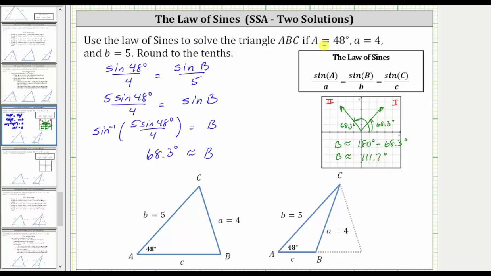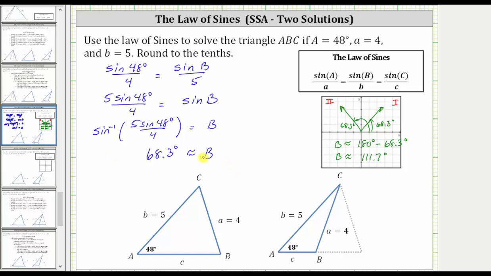To see if we have a second solution though, we need to make sure that the sum of angle B and angle A is less than 180 degrees. If it's greater than or equal to 180 degrees, we don't have a second solution. If it's less than 180 degrees, we do have a second solution. Remember, the sum of the interior angles of a triangle is always equal to 180 degrees. Well, because 111.7 plus 48 is less than 180 degrees, in this case we do have a second solution.